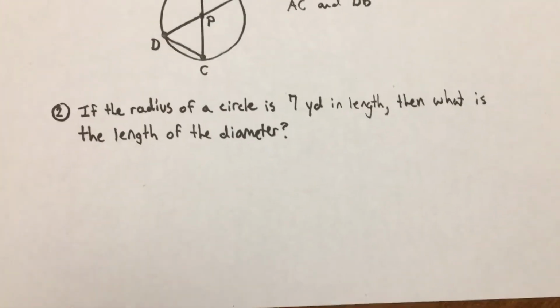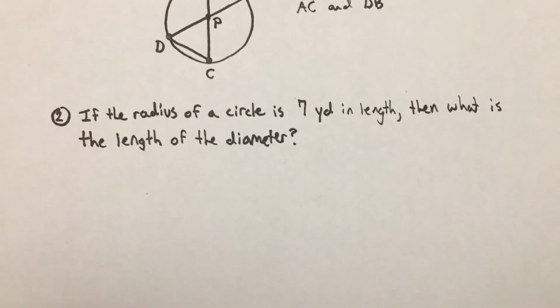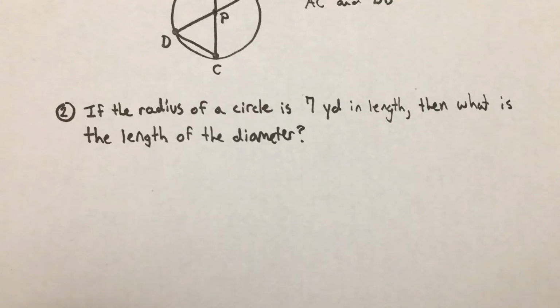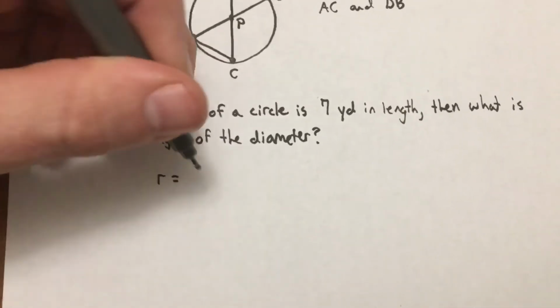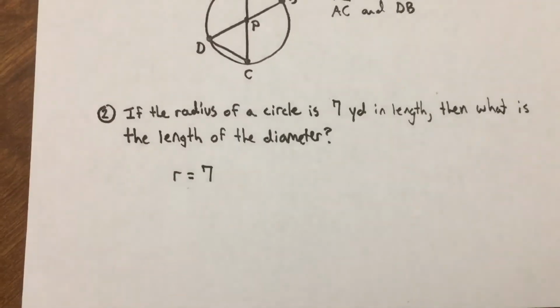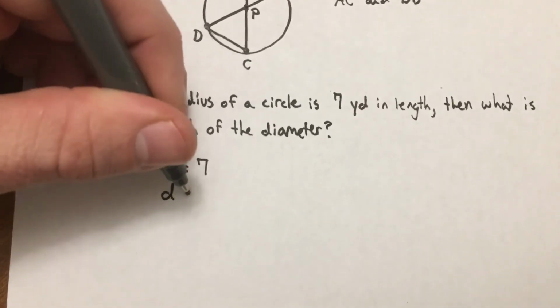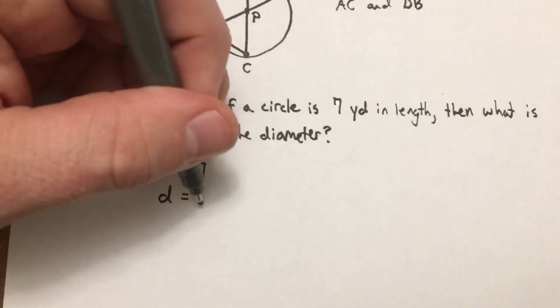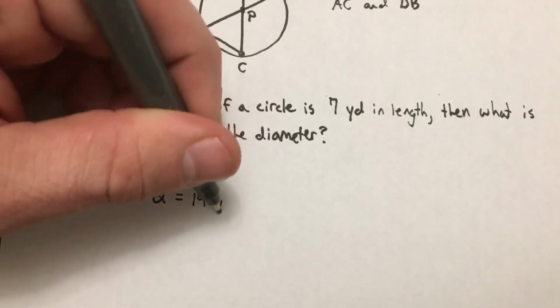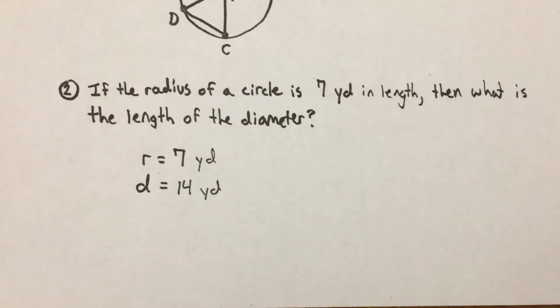Example number 2. If the radius of a circle is 7 yards in length, then what is the length of the diameter? Well, remember, radius is half the distance of a diameter. So to find our d value, we would just do 7 times 2, and 7 times 2 would give us 14. And remember that these are both yards. Don't forget to write your units of measurement down.